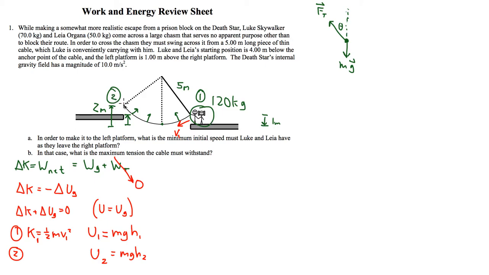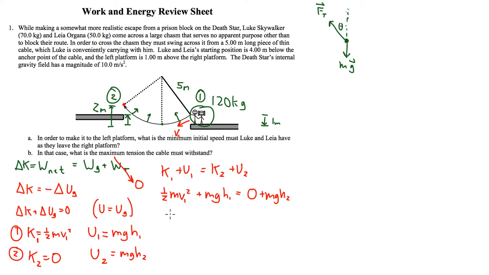So what they need is to have enough energy total to make it here. The minimum kinetic energy they can have when they get there is when they just barely make it there, and that is kinetic energy at 2 is 0. So if the changes add up to 0, then the sums have to be equal. So K1 plus U1 has to equal K2 plus U2, and 1/2 mv1 squared plus mgh1 has to equal 0 plus mgh2.